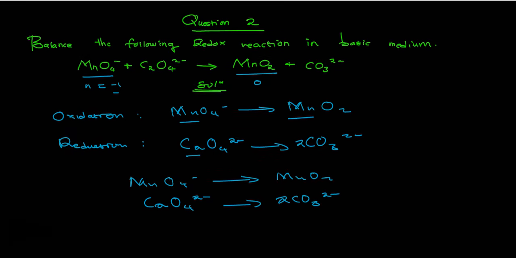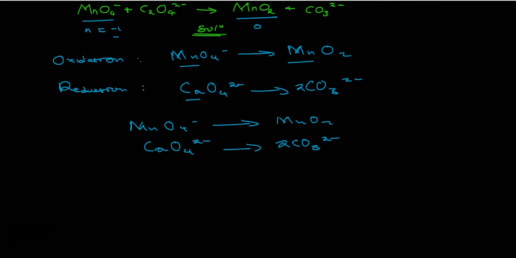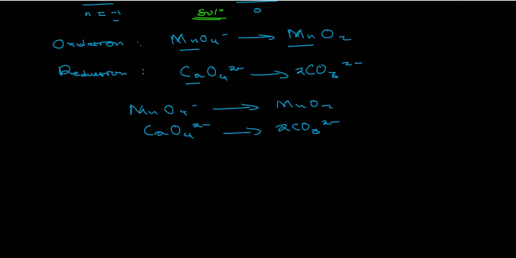Our next step now is to balance oxygen. How do we balance oxygen? Here we have 4 atoms of oxygen, here we have 2. So we are going to add 2 molecules of water, so that we have 4, even here 4.